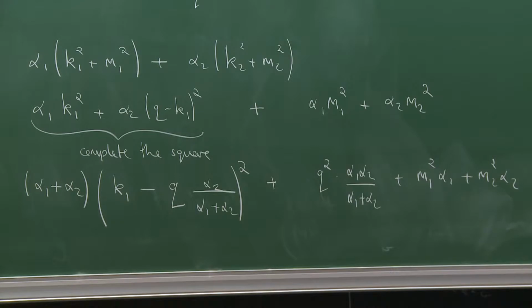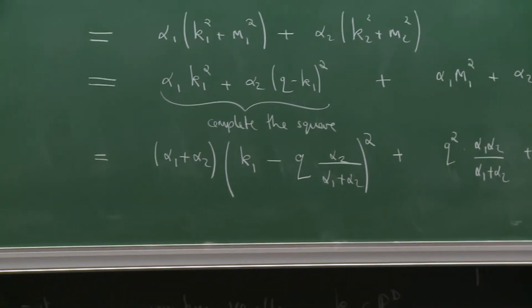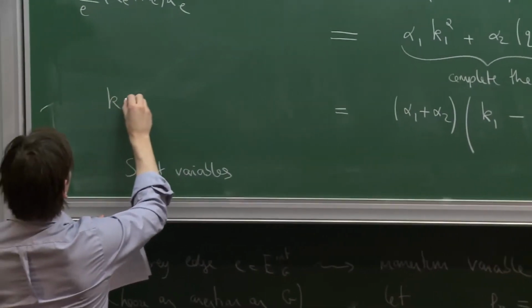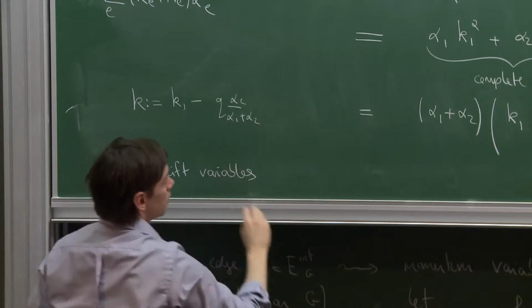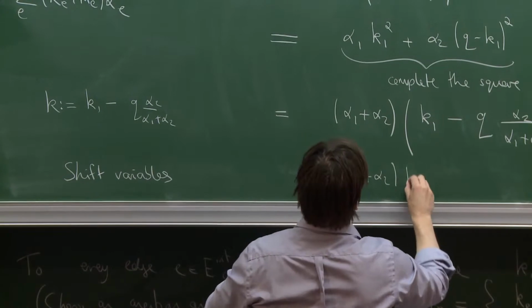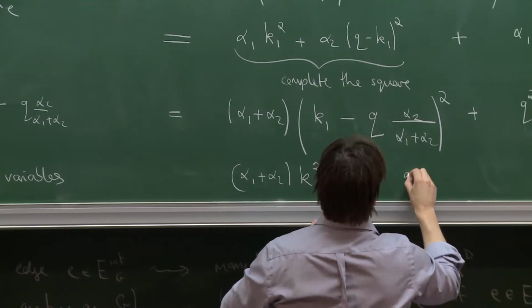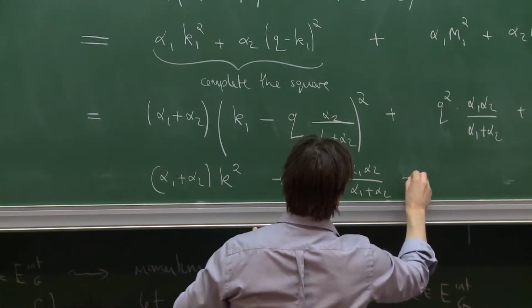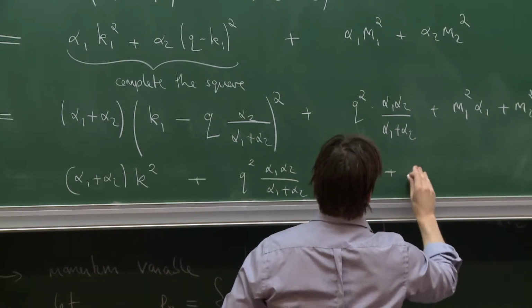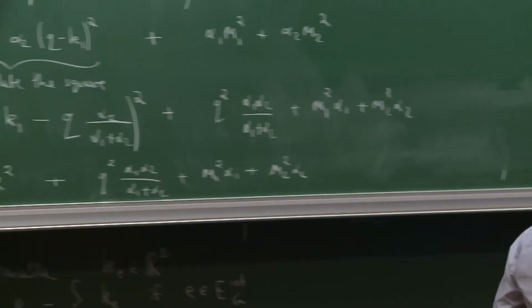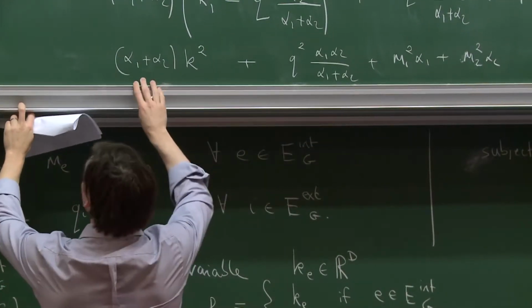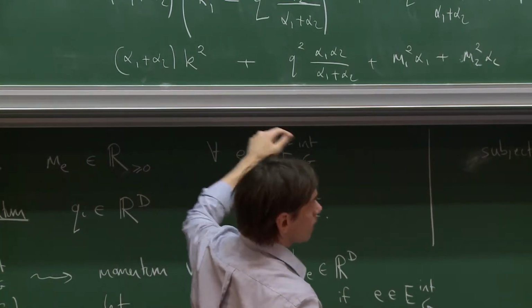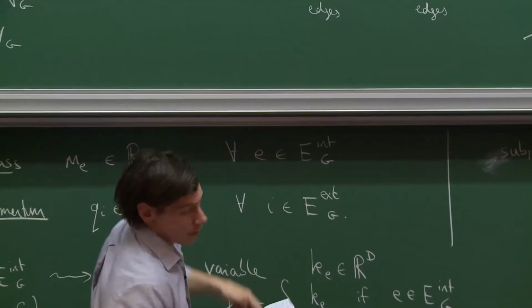So the next thing is to change variables. Well, the shift variables. I can call this k. So let's put k equals k1 minus q alpha 2 over alpha 1 plus alpha 2. And then this is just alpha 1 plus alpha 2 k squared plus the rest. And changing variable, of course, we're integrating over R to the d, so the integral is translation invariant, and from this representation we can then plug in Gauss's formula and write down the answer.